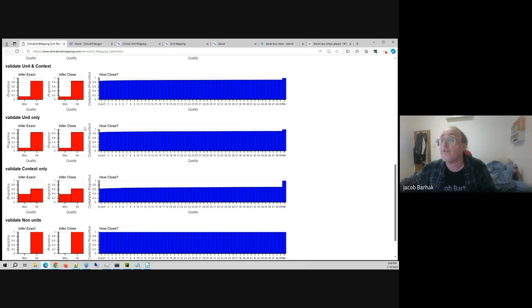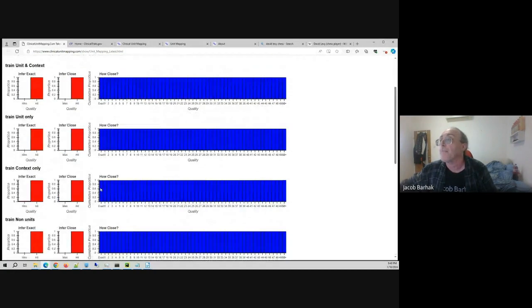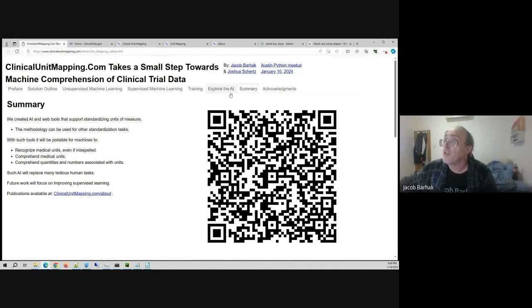But if you give it the unit, or the context, or the unit without the context, it's about 86% accurate on the validation set. This is pretty good. For the non-units, it's almost spot on. It recognizes all the non-units immediately. So you can check it out. It's all written in Python, and I'm using all sorts of libraries under the hood.